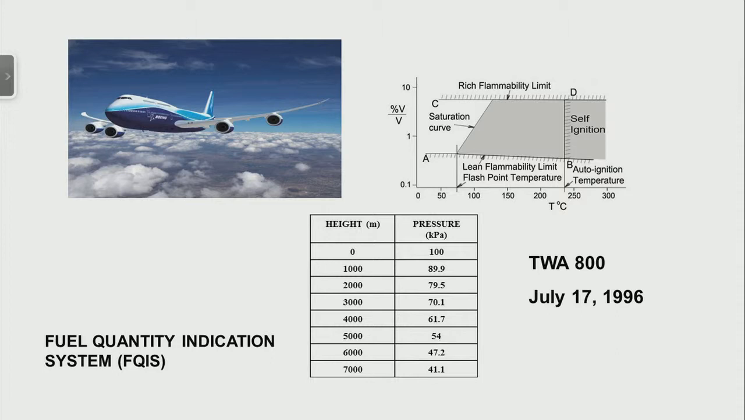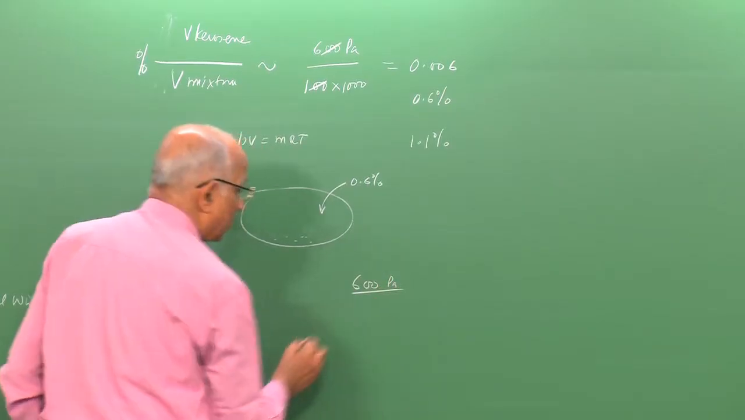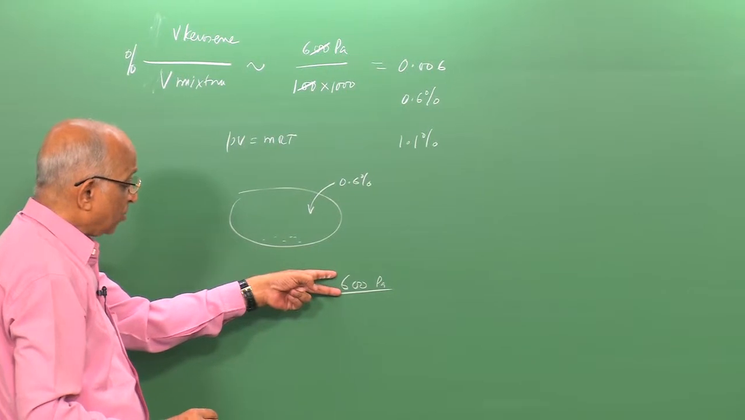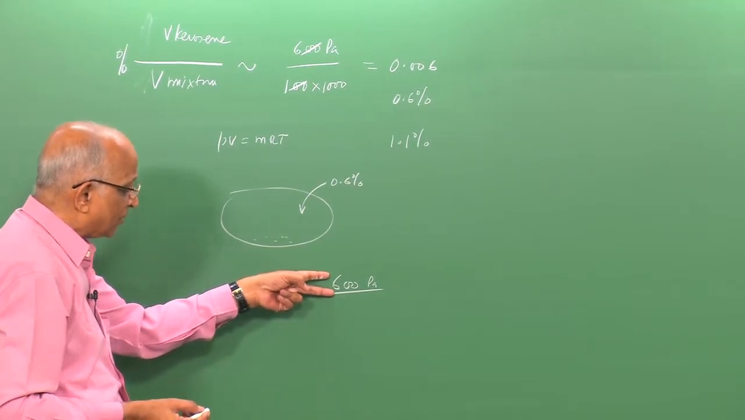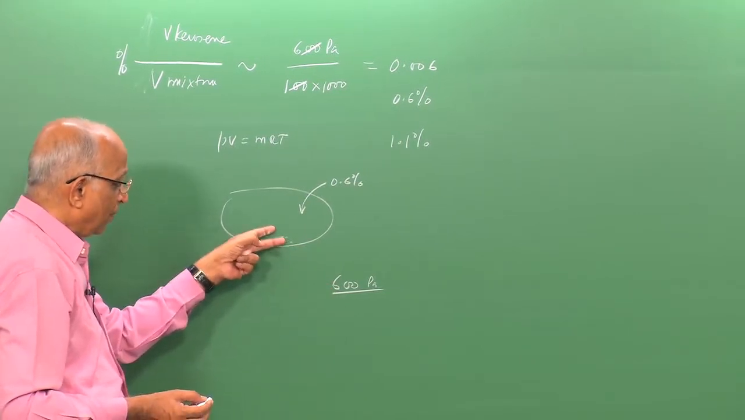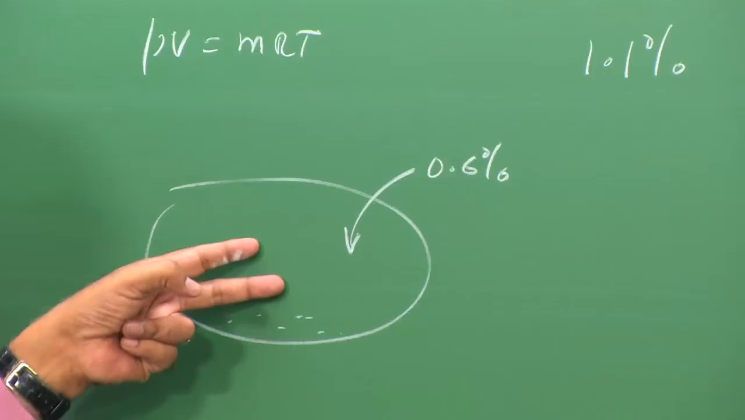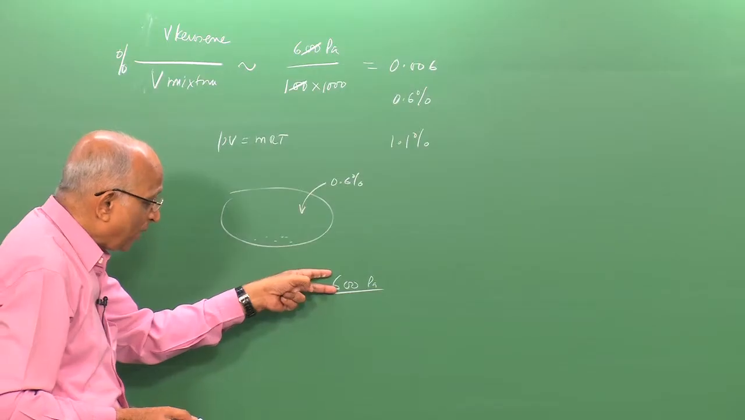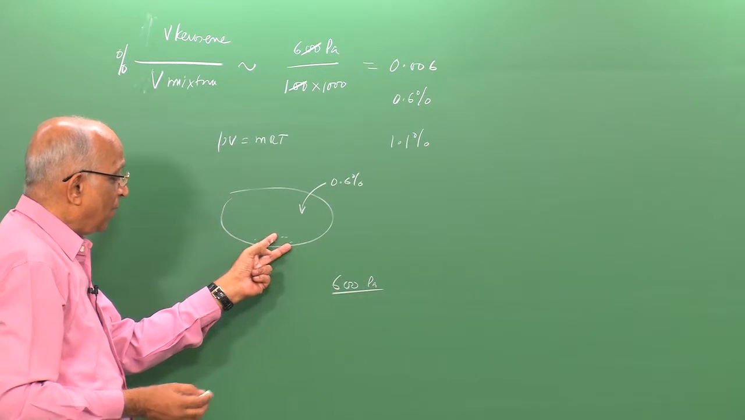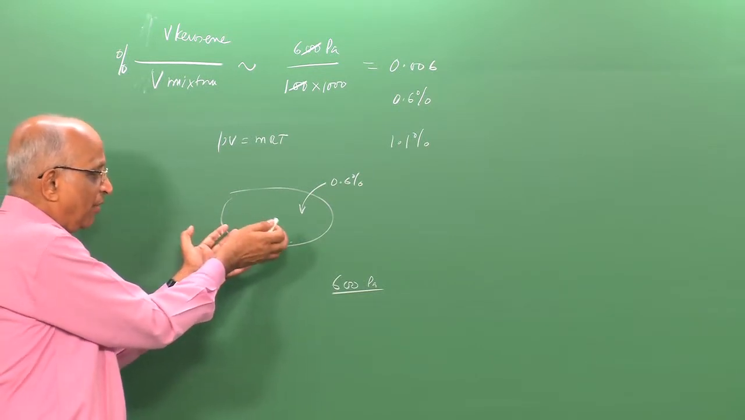Now the vapor pressure is still 600 Pascal. Why is it 600 Pascal? Because the temperature corresponds to 35 degrees centigrade on the ground, and the vapor pressure of the liquid does not change with height. And that is why you have a thermal mass which is associated with the tank.